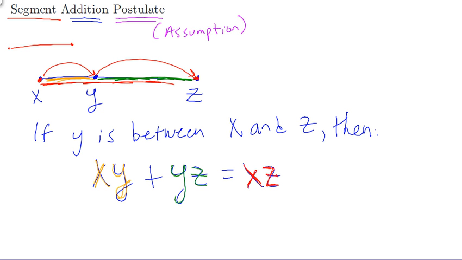Now the word between is an important one. Between implies, meaning it assumes, that we're talking about collinear points. So when you see the word between, here we're talking about point y being between x and z on the same line, collinear. So if y is literally in the same line as x and z but between them, then you have this simple relationship where the orange part plus the green part together makes the red part. So why is this useful? Let's take a look at an example.